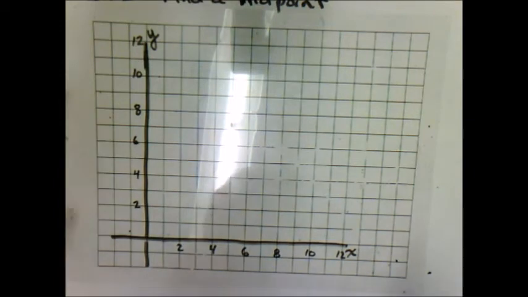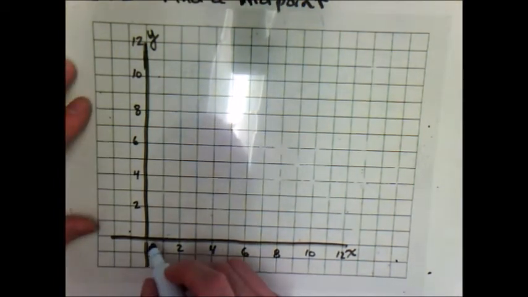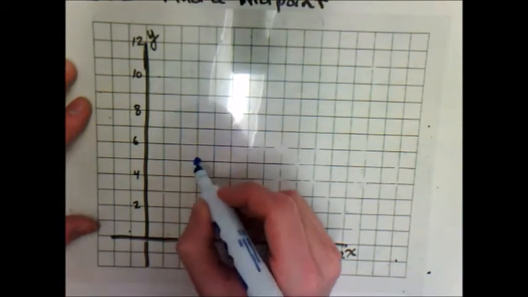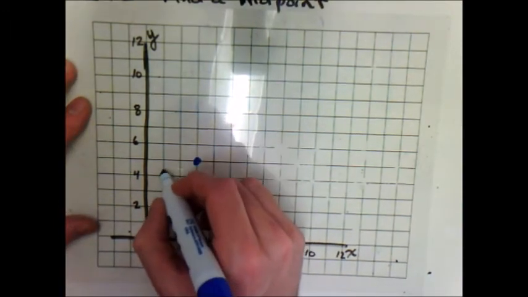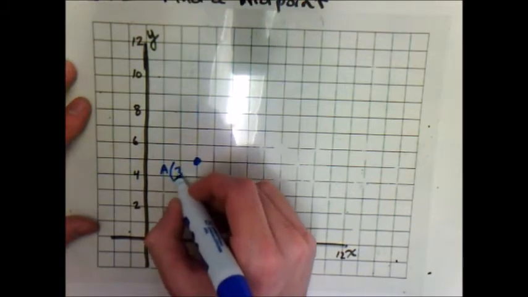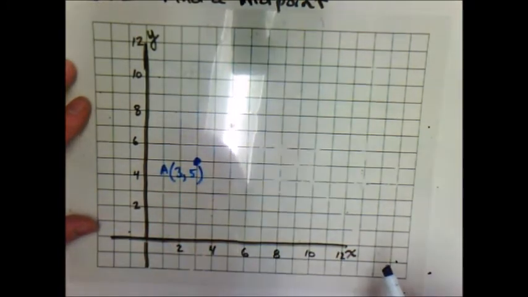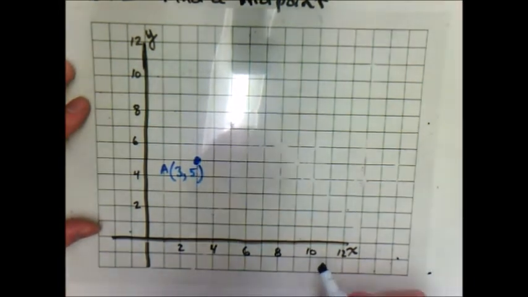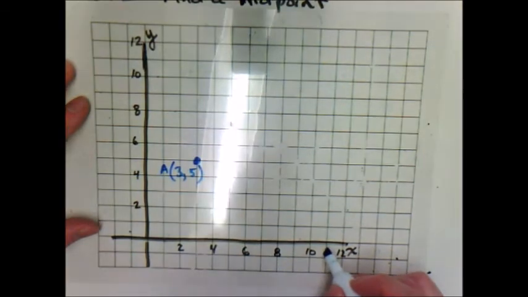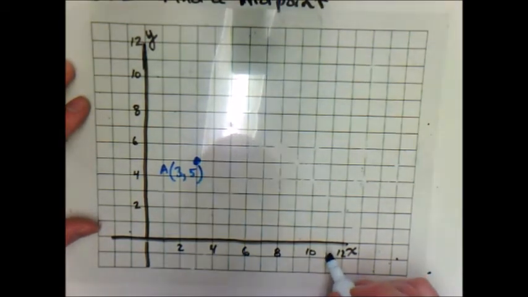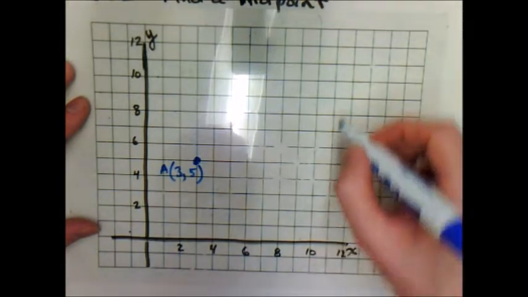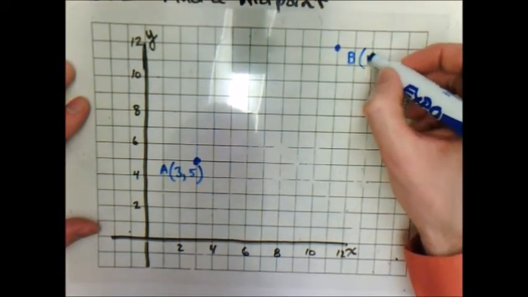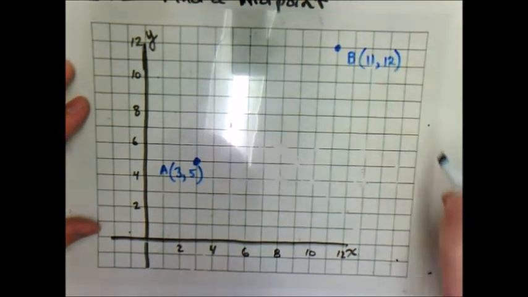We are told that a city has 2 hospitals. They are shown on the map at coordinates A, which is the place 3, 5. So here is a hospital. This is hospital A at 3, 5. And we are told they have a hospital at the point B, which is 11, 14. We're not going to make it to 11, 14, so we'll do 11, 12. So they have hospital B at 11, 12.